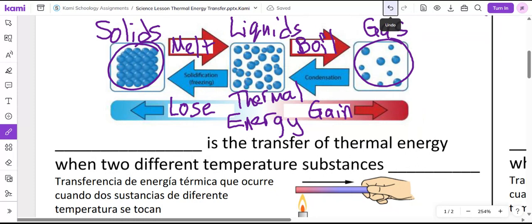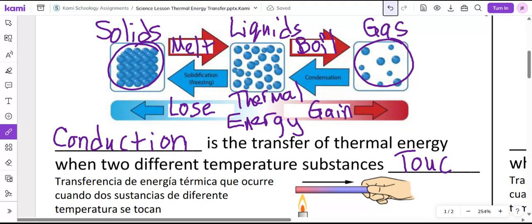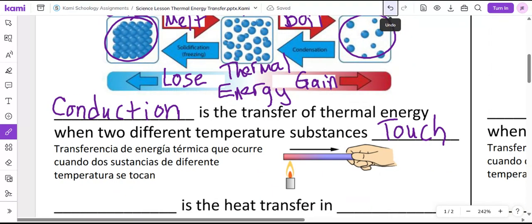And then down below, we're just recapping some of the vocab words. When you have direct contact, what is that called? Conduction. So that is going to be the transfer of thermal energy when there's direct contact or you touch. That is thermal energy transfer when there's direct contact or you are touching one thing to the other to transfer the heat.